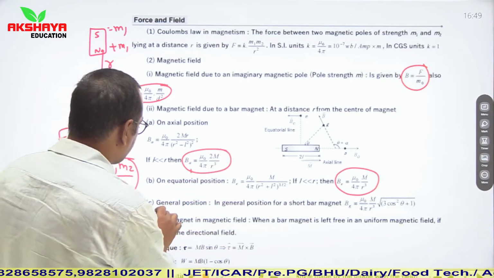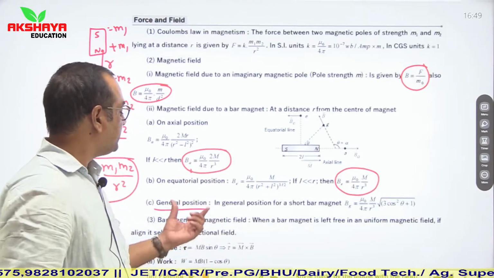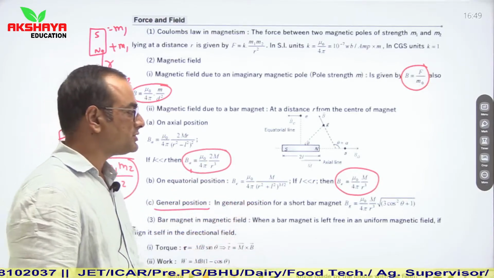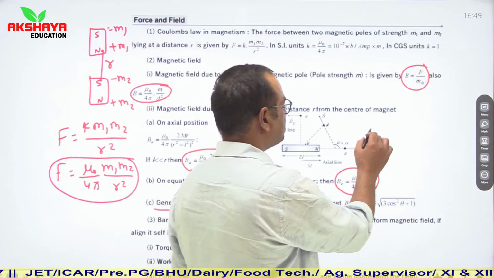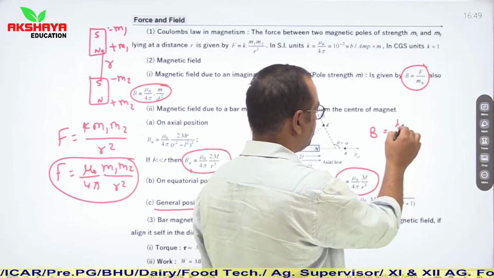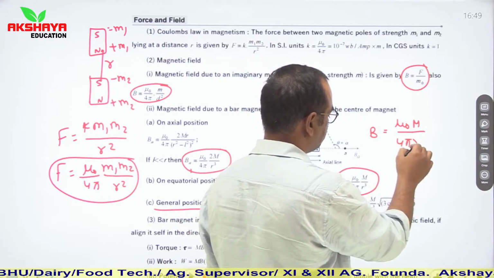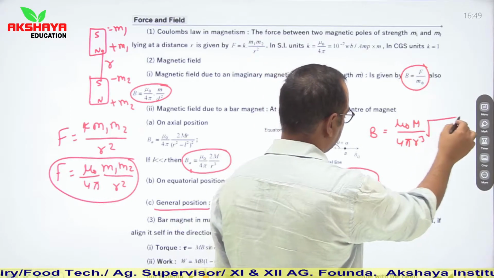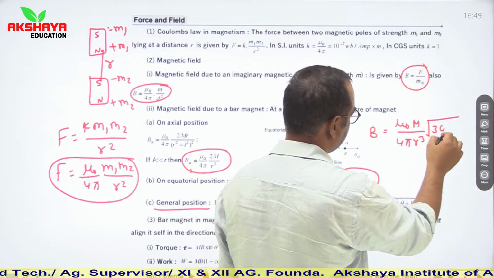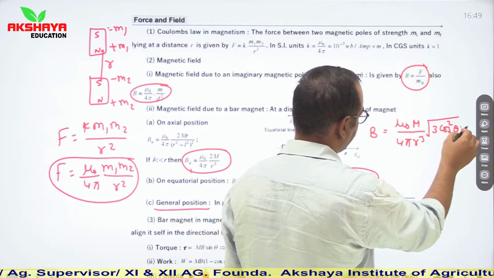If we talk about magnetic field at any general position, then it can be given as B is equal to mu naught capital M upon 4 pi r cube into root of 3 cos square theta plus 1.